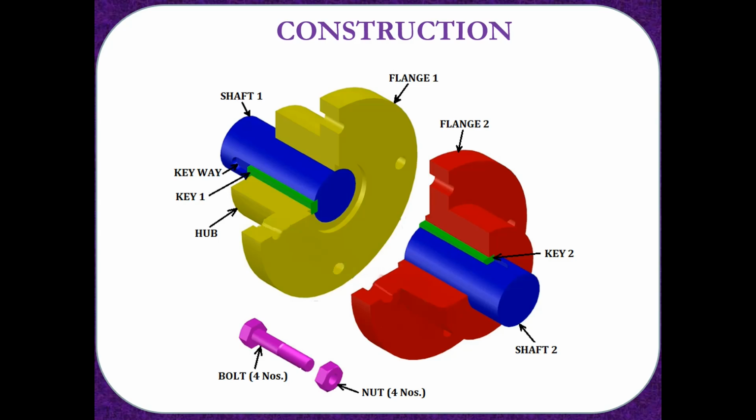Now let's see the construction of a flanged coupling. Power from the driving shaft will be transmitted to the flange through the key and keyway arrangement. Then the power from the first flange will be transmitted into the second flange through the four bolts and nut arrangement. Then the power from the second flange will be transmitted into the driven shaft through the key and keyway arrangement, which is shown here. While assembling the two flanges, generally a shift of 90 degree is provided between the positions of the first key and the second key.